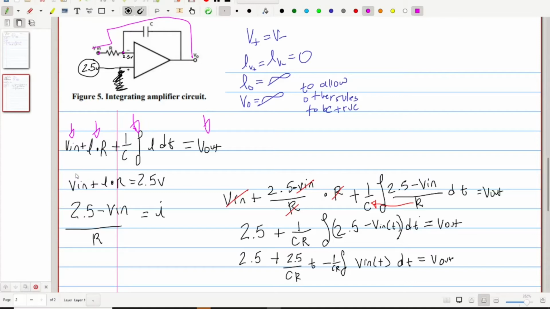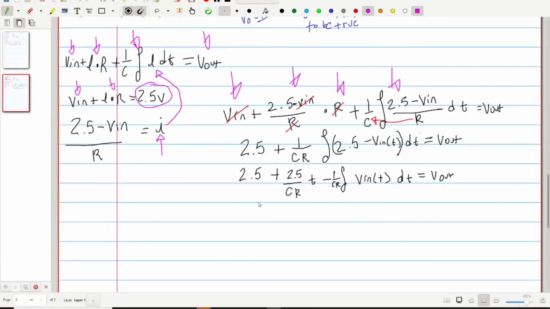Simple as that. We also have another relationship due to the fact that V minus and V plus are equivalent. V in plus our I times R, the voltage drop across this, is 2.5 volts, because 2.5 volts is what's being fed into V in plus. When we solve this, we can find what I is, and then that I can be plugged back into the equation that we found earlier. When we do that, we end up with the ratio that is right here.